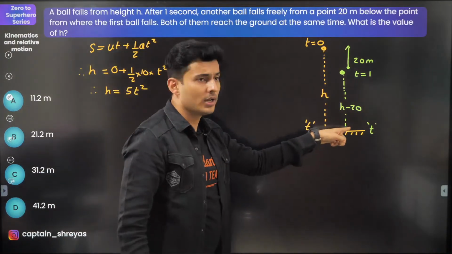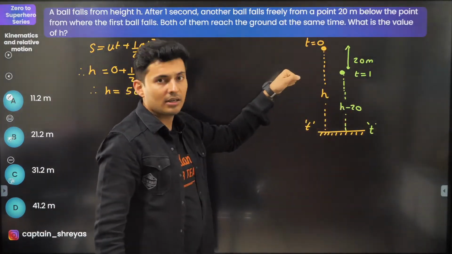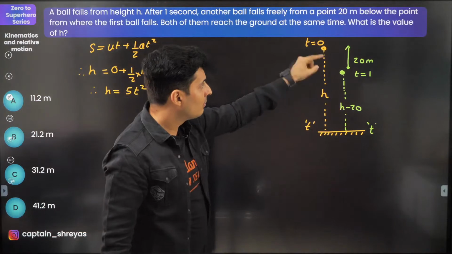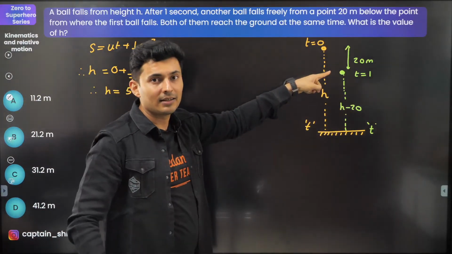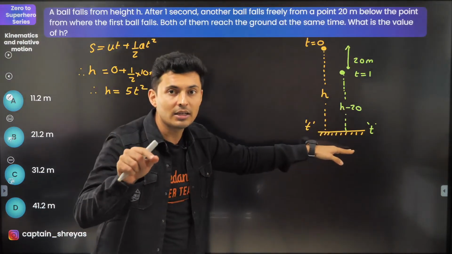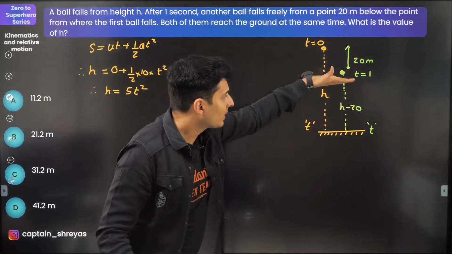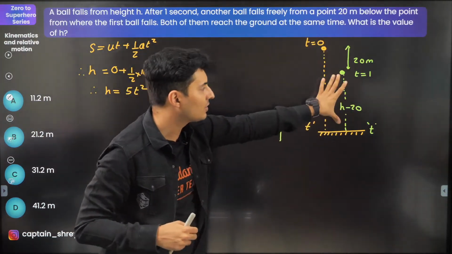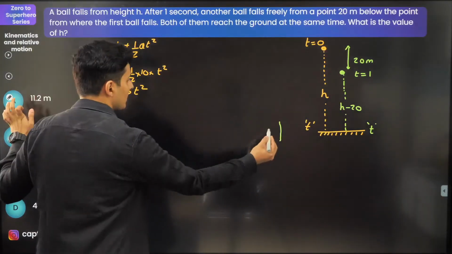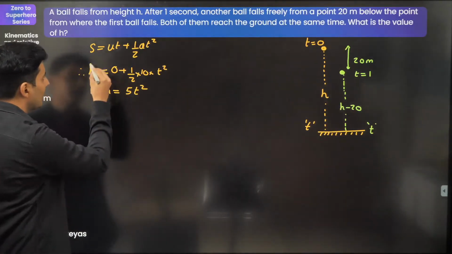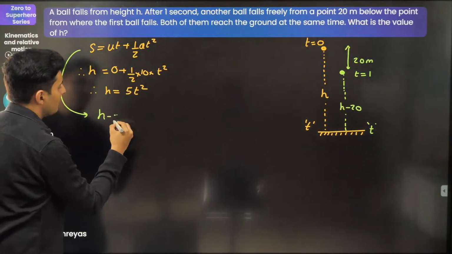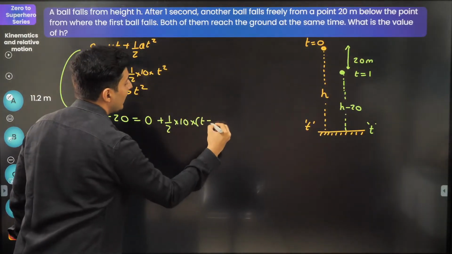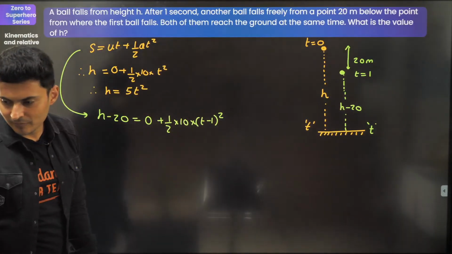Next point. From here to here, how much time did it take? Remember, when you started throwing this ball, yellow ball, it took t seconds. But you are leaving this ball only after 1 second. And it reaches here at t is equal to t. So after 1 second you are leaving it. So here it is just going to take t minus 1. Total was t, this is 1 second, so this is t minus 1. Keep this in mind. So hence I can just say again using the same equation, s is h minus 20 is u is 0 plus half into acceleration into t minus 1 whole square. Does that make sense? Very good.